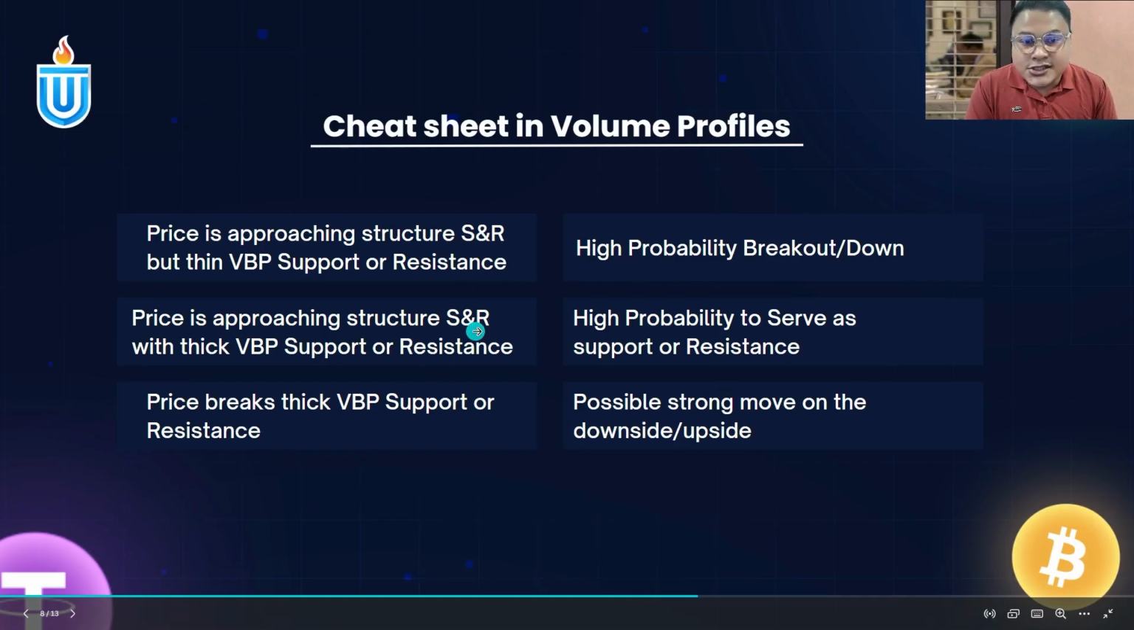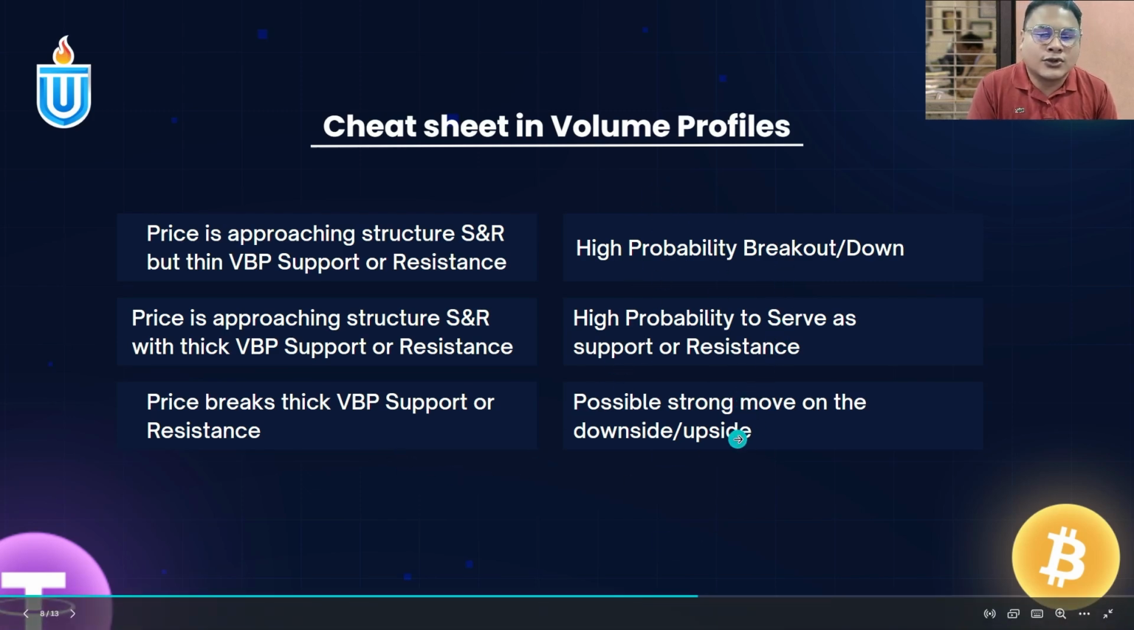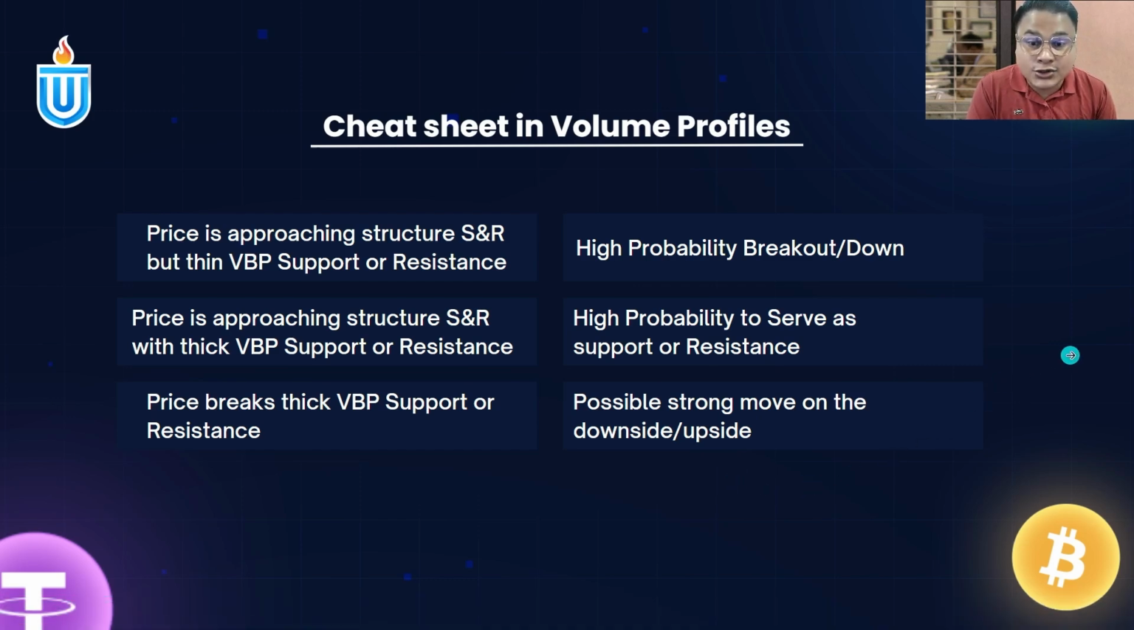Okay, so ito yung cheat sheet natin in using volume profiles, no? In which ito yung scenario relative to price and VBP structure, and then ito yung high probability outcome in trend and price action as well. So, una is yung presyo ay approaching sa isang structure support and resistance, pero yung volume by price support and resistance is manipis. Yung possible outcome niyan is a high probability breakout or breakdown.